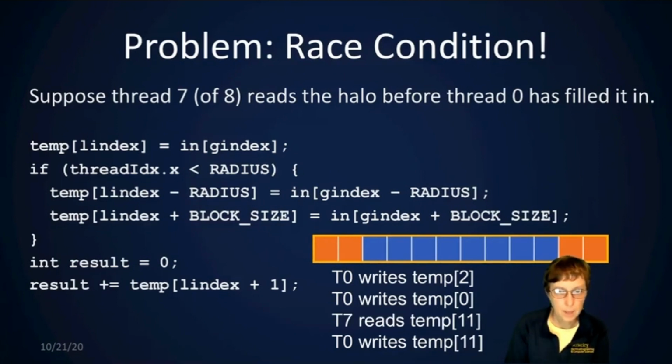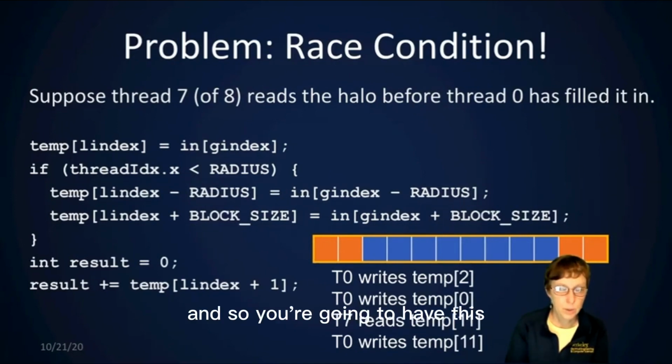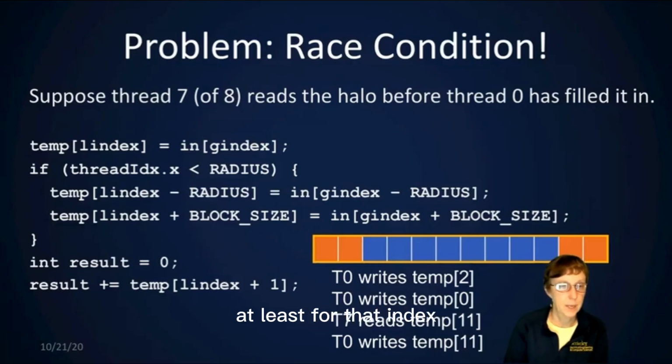But it doesn't do that right until T7 actually goes and tries to read that value. And so you're going to have this problem, which is that thread 7 is trying to read the value before you've actually filled it in, because it's looking at the temporary array that hasn't been filled in yet, at least for that index. Okay, so that's a problem.